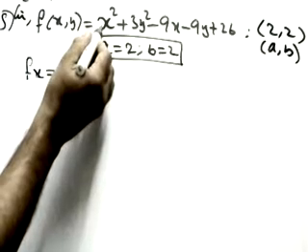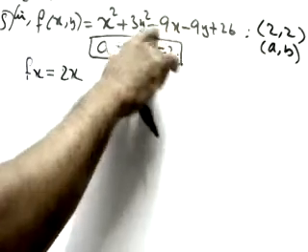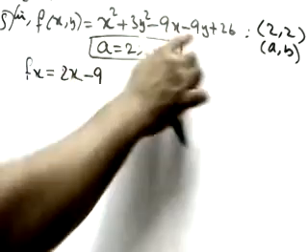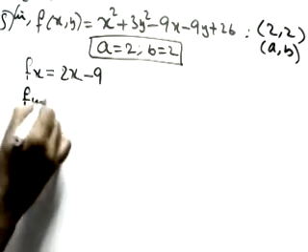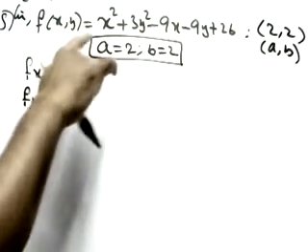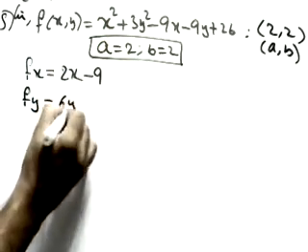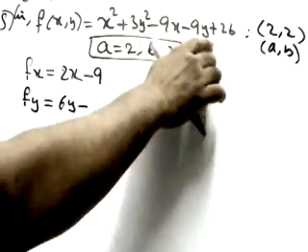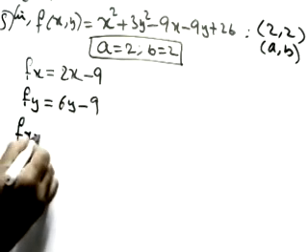fx equals the differentiation with respect to x: x square gives 2x, then we don't have x in the next term, so x is 1, 1 into minus 9 is minus 9. We don't have x in the remaining terms, so 0. Now fy, the differentiation with respect to y: we don't have y in the first terms, y square gives 2y, 2 threes are 6y, minus this, y is 1, 1 into 9 is 9, and the constant is 0.